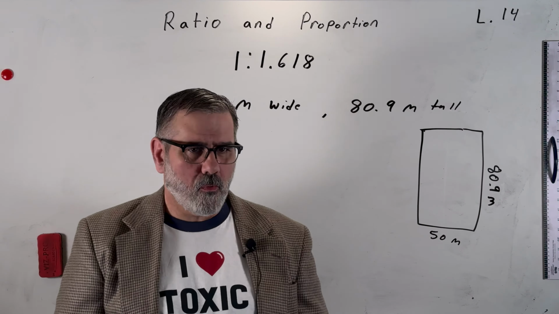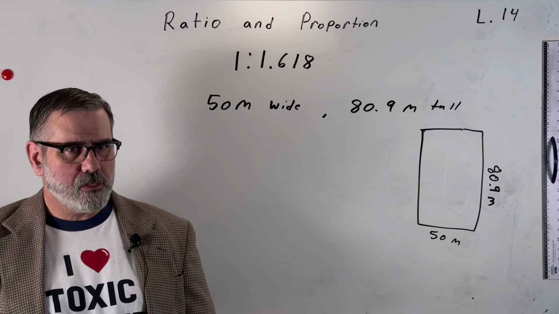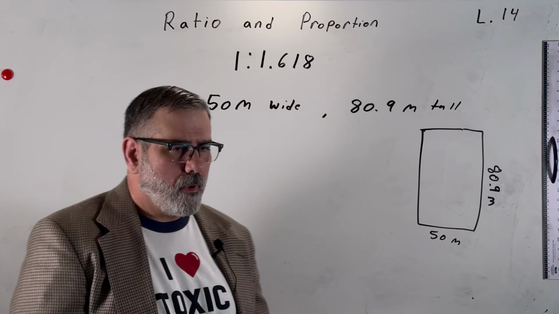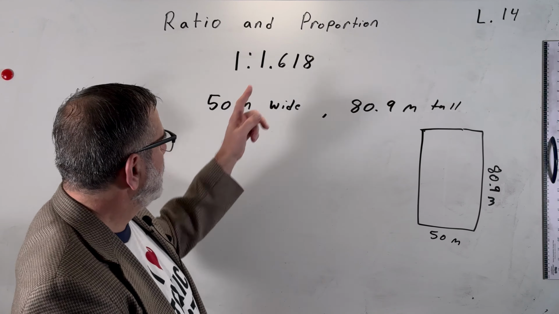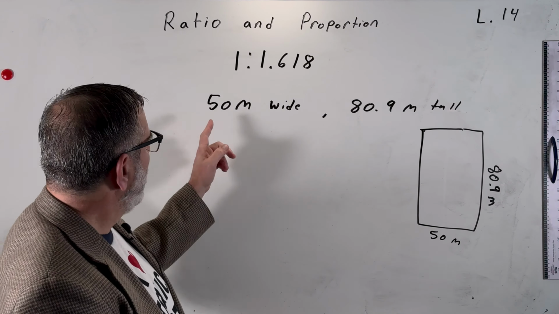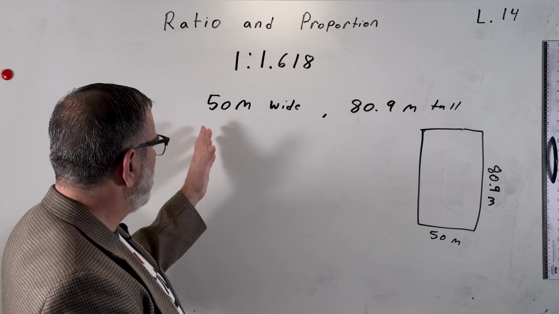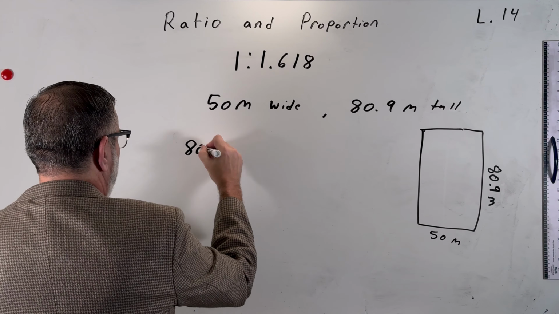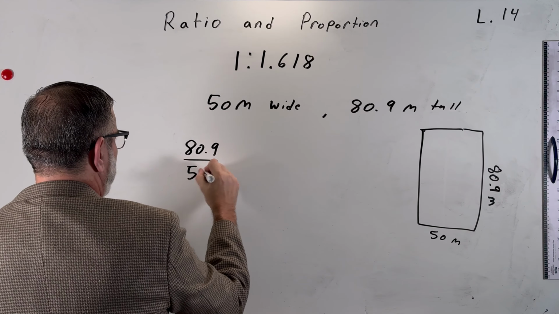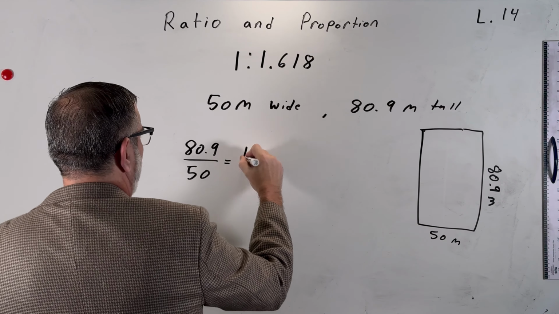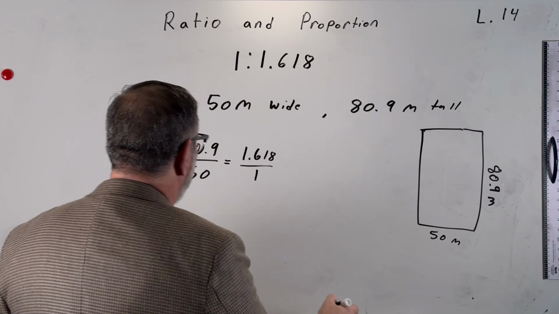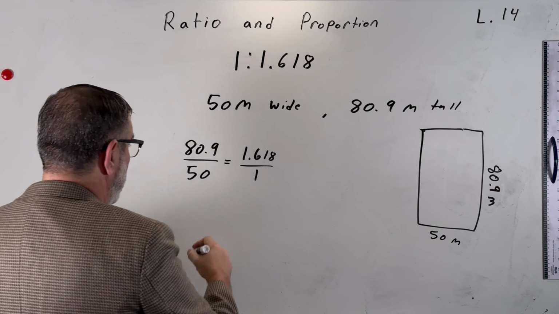So the question is, was the tour guide right? Was this in fact designed using the golden ratio? So how would we figure that out? Well, we have to see if 1 to 1.618 is proportional to 50 to 80.9, or 80.9 to 50 rather. So we would write 80.9 over 50 is equal to 1.618 over 1. So let's cross multiply and see if it is in proportion.